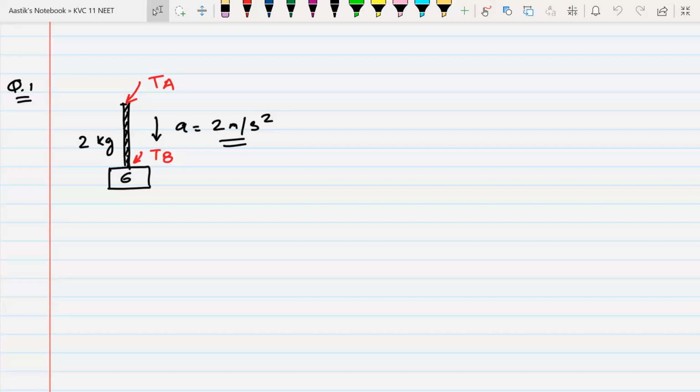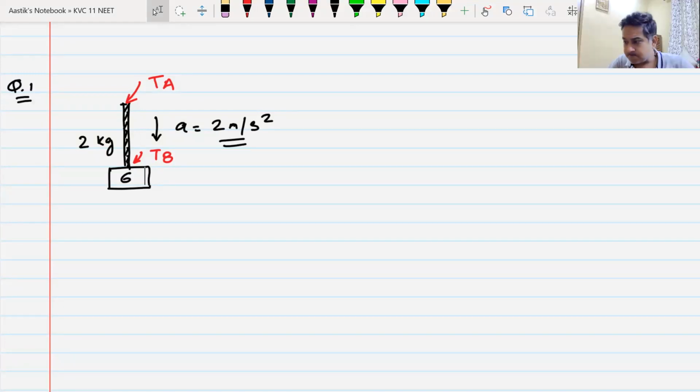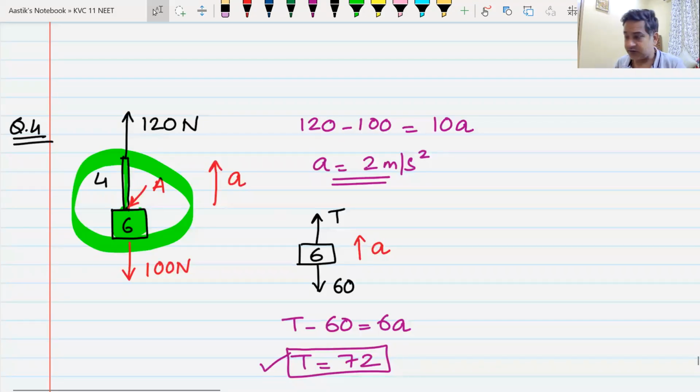Got the answer, everyone? No one got the answer? Okay, so how are we supposed to do this? We know the acceleration. How do you find out the tension at point A, the upper point, and tension at the point B, the lower point? We have done the same question here. This was the same question.